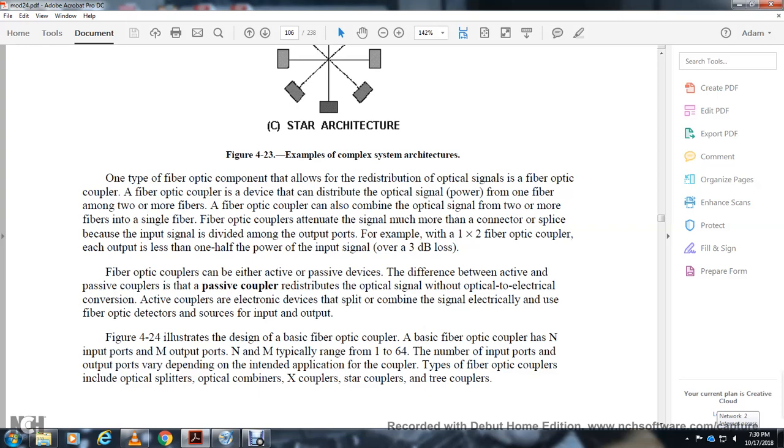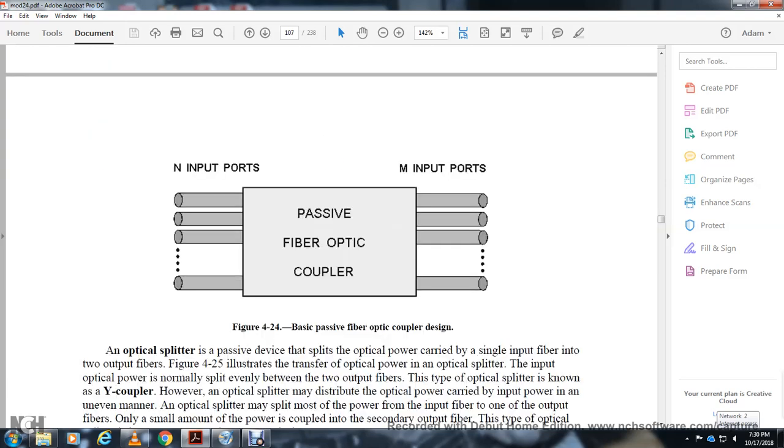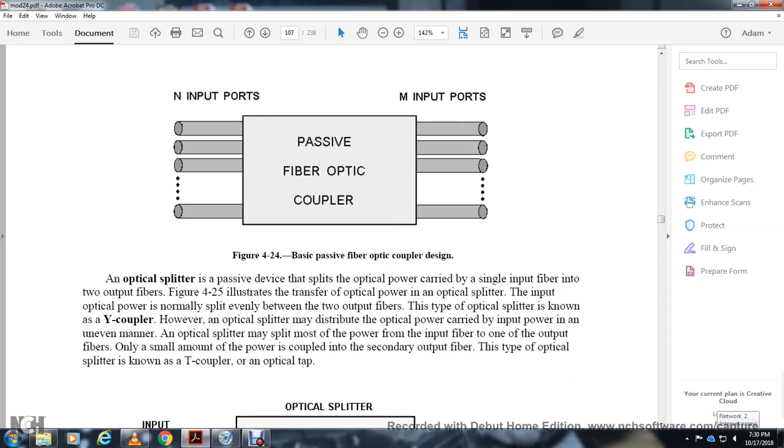The type of the fiber output connectors. Couplers include optical splitters, optical combiners, X couplers, star couplers, and tree couplers. Input ports and output ports, passive fiber optic coupler. An optical splitter is a passive device that splits optical power carried by a single input fiber into two output fibers. Figure 4.25 illustrates the transfer of optical power with the optical splitter.